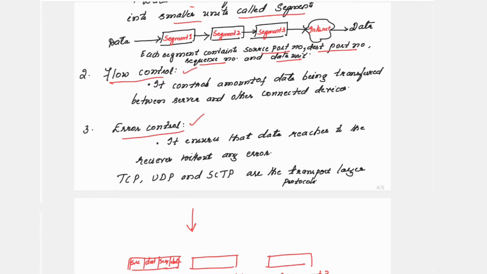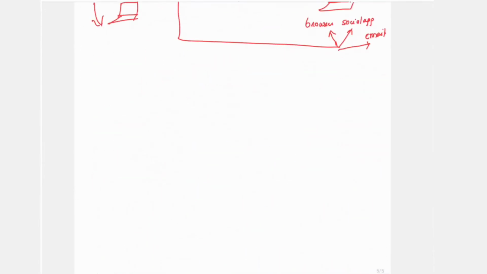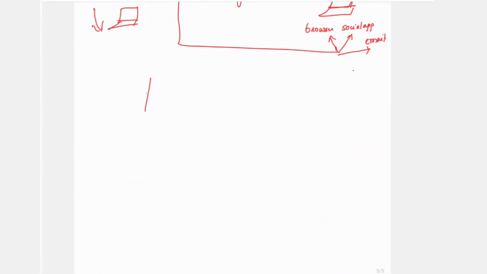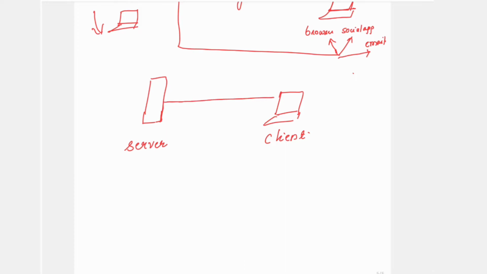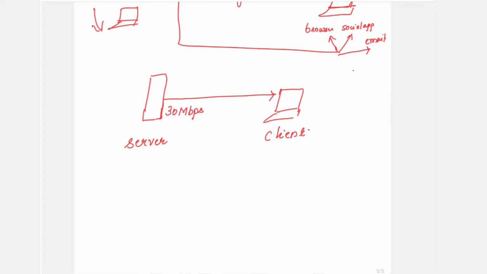Now we have flow control and error control also. Even these 2 functionalities are carried out at the transport layer. Suppose this is the server and this is the client who wants to download a file. The server is sending the data at a speed of, let us take for example, 30 Mbps, but the client is able to process only at the speed of 10 Mbps. So in this case the client will inform the sender to slow down the rate at which the data is sent from the server side. So this is one thing.